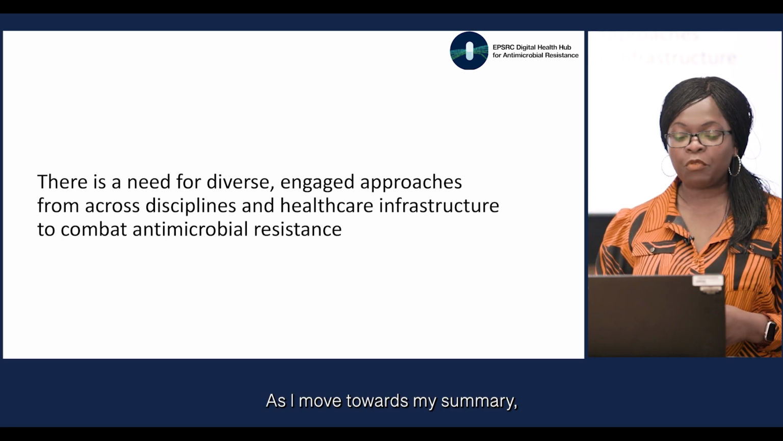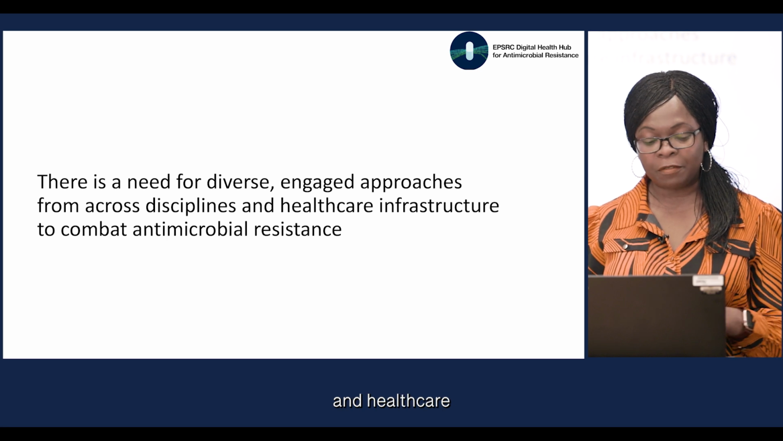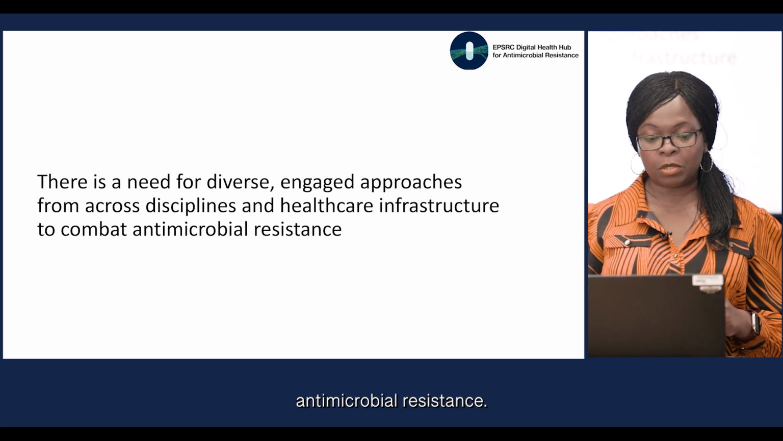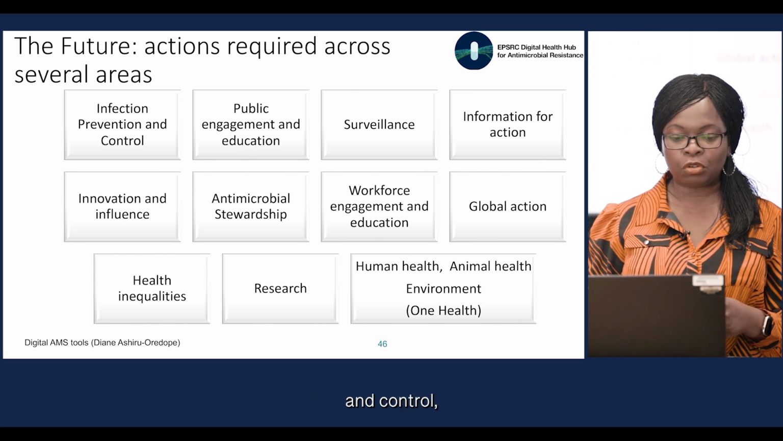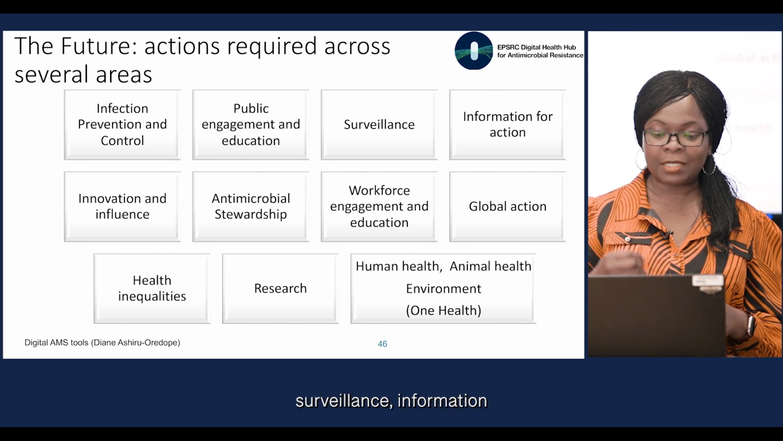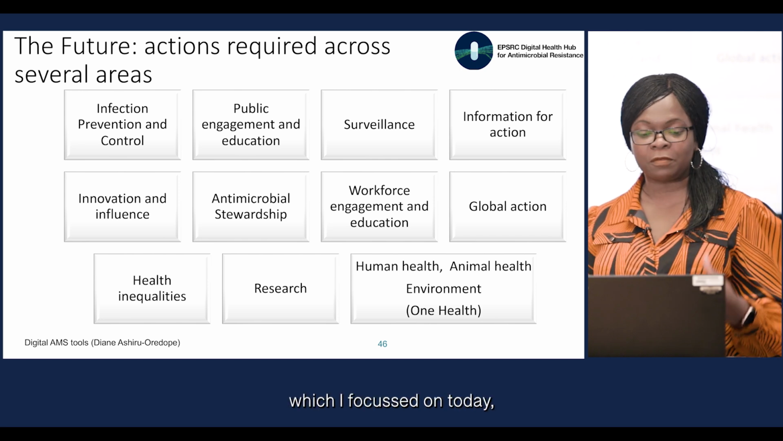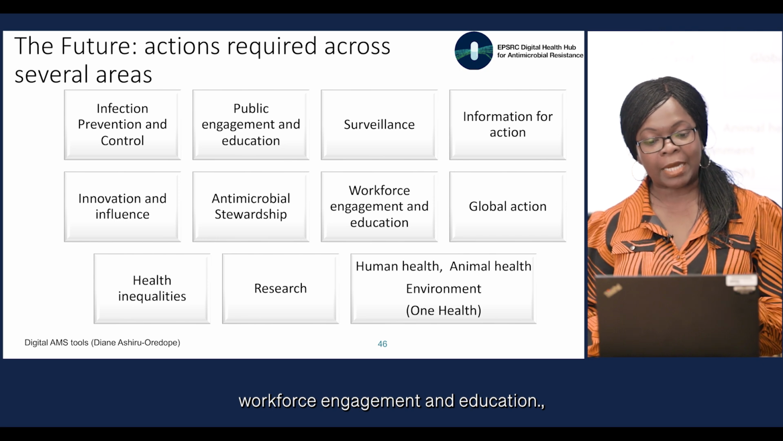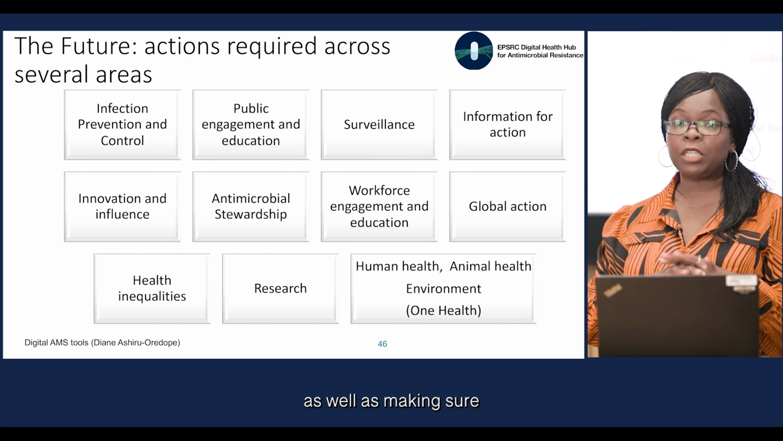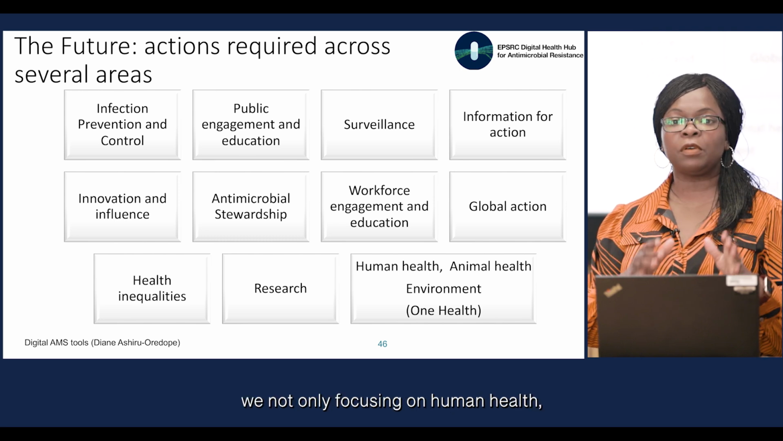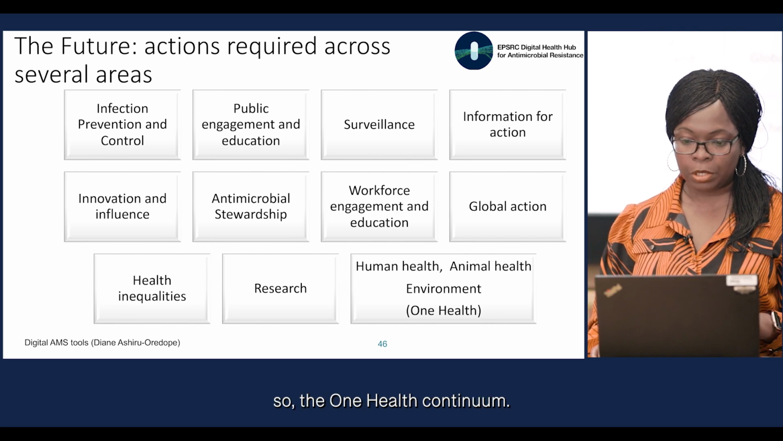As I move towards my summary, there is a need for diverse and engaged approaches across disciplines and healthcare infrastructure to combat and tackle antimicrobial resistance. There are a range of future actions that we need to take around infection prevention and control, public engagement and education, surveillance, information for action, innovation and influence, antimicrobial stewardship, which I've focused on today, workforce engagement and education, global action, health inequalities, and research, as well as making sure that across all that we do, we're not only focusing on human health, but we're also considering animal health and the environment, so the One Health continuum.